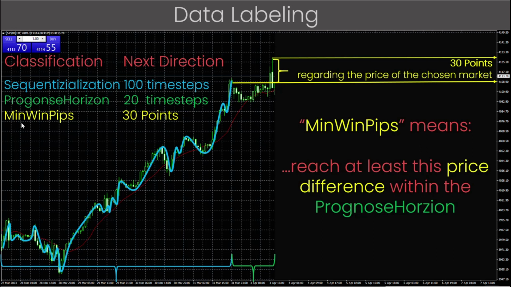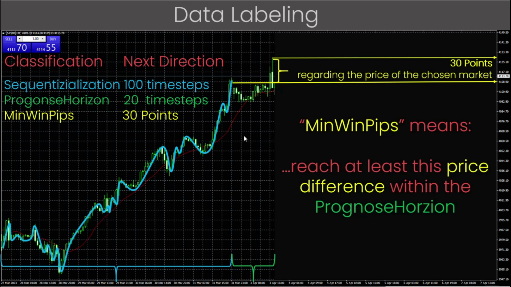So we have to define a value called min-win pips in our scripts. Could also be named min-win points, right? The amount of pips or points is dependent on the market you use it on. Here on the S&P 500, 30 points are like from 4,100 to 4,130, right? Okay, so this condition means reach at least this price difference within the prognosis horizon. That means, in this case, 20 time steps in the future.